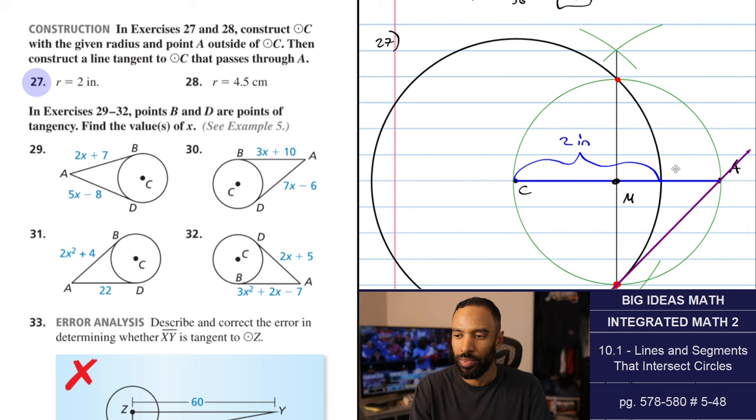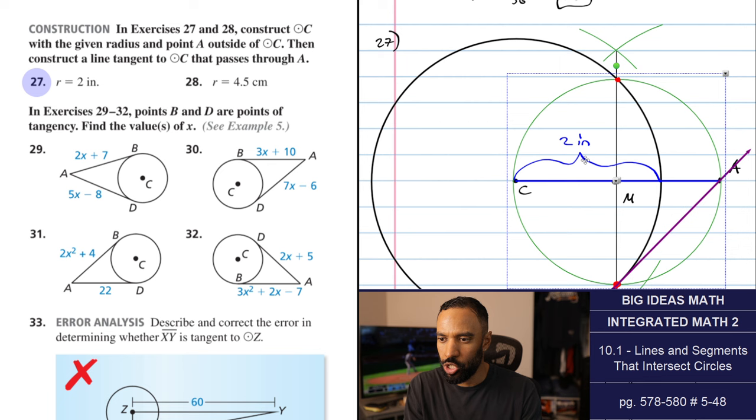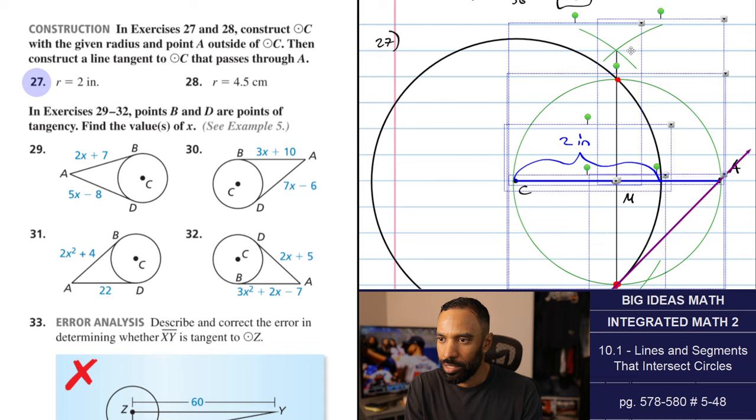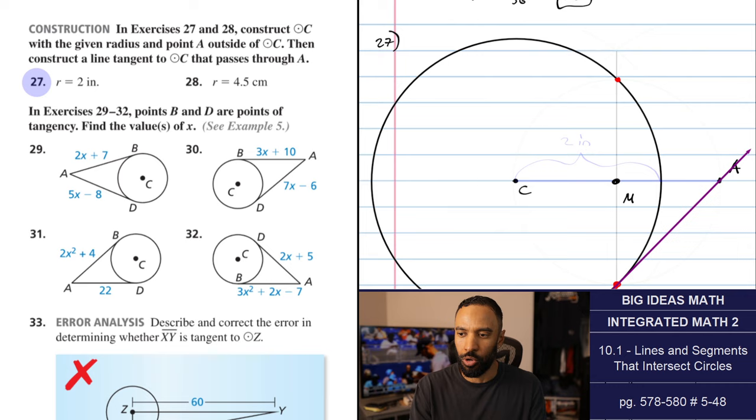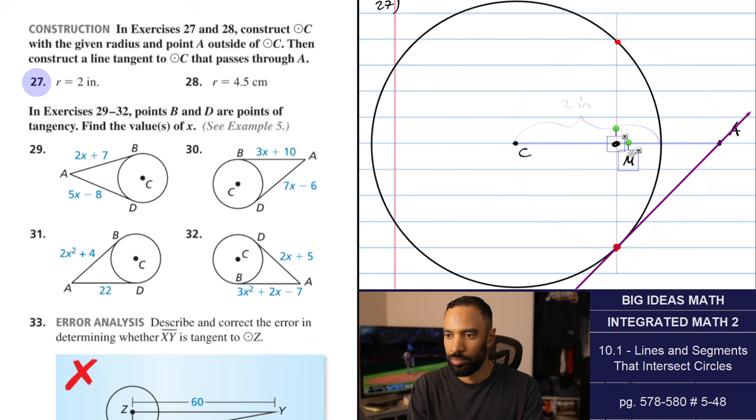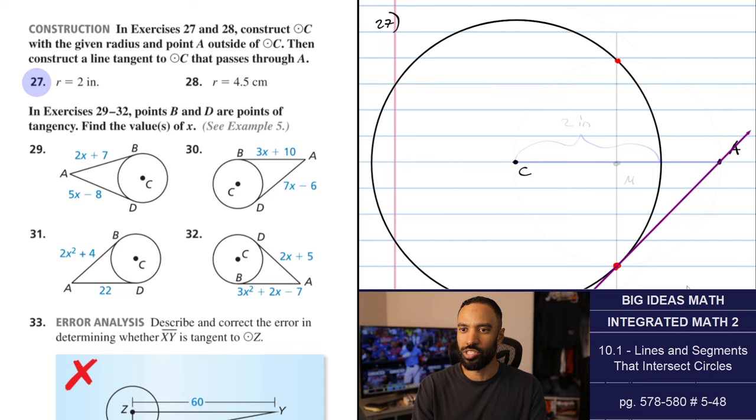So I could, not delete, but I could hide everything, make it a little more transparent. Let's make them a lot more like that. And I have that line, and there's that point of tangency. Let's get those a little more transparent as well. By a little more, I mean a lot more. There we go. All right, so there's the first one, number 27.